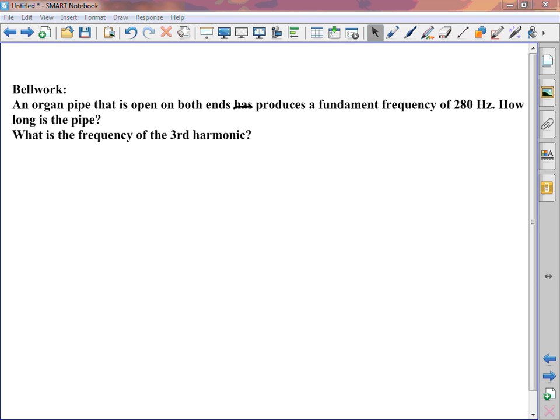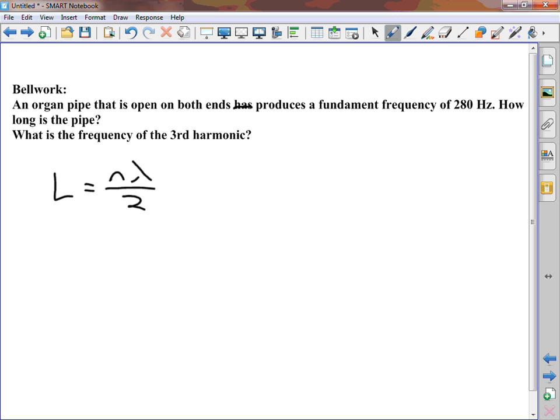To get this first one here, an organ pipe open on both ends, right, automatically tells me which equation I'm going to want. L equals n lambda over 2, open on both ends. Good, over 2. And lambda over 2, right, not over 4. 4 is closed on one end. Okay. How long is the pipe?